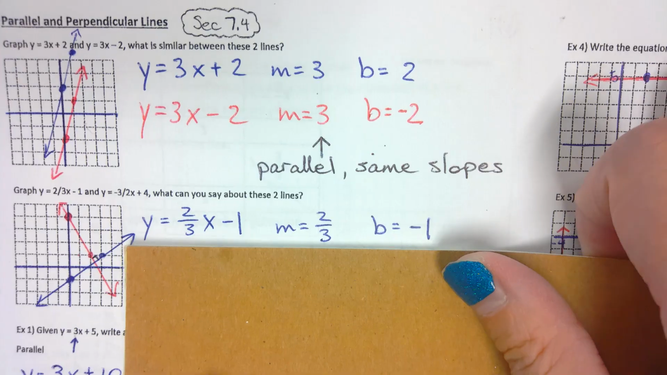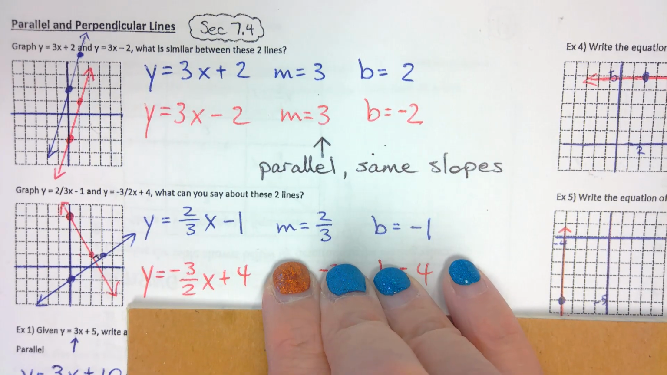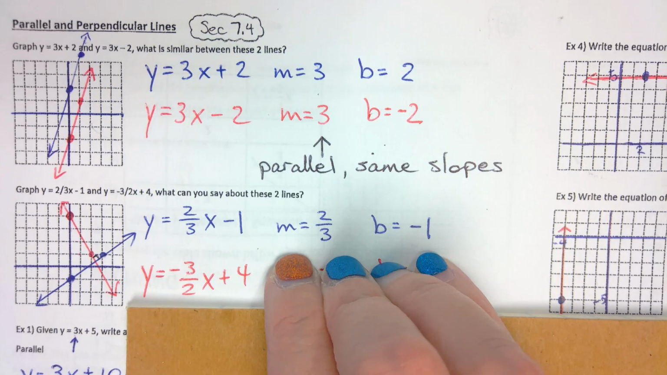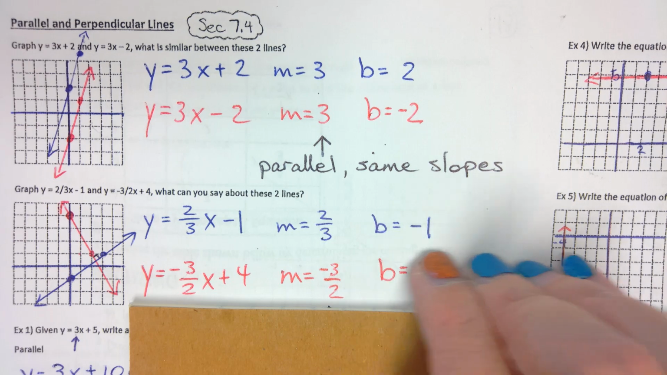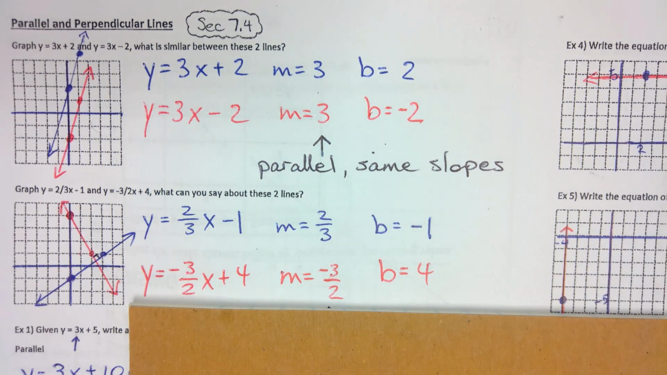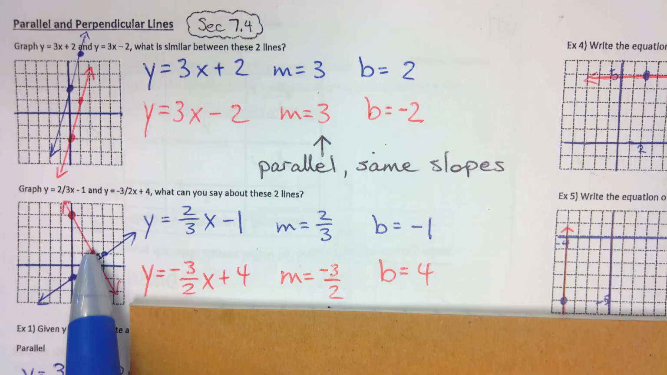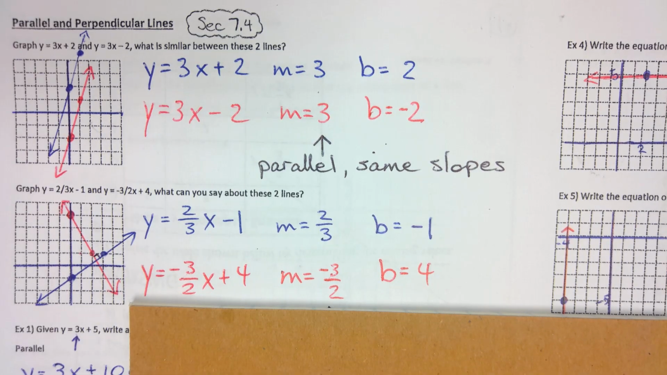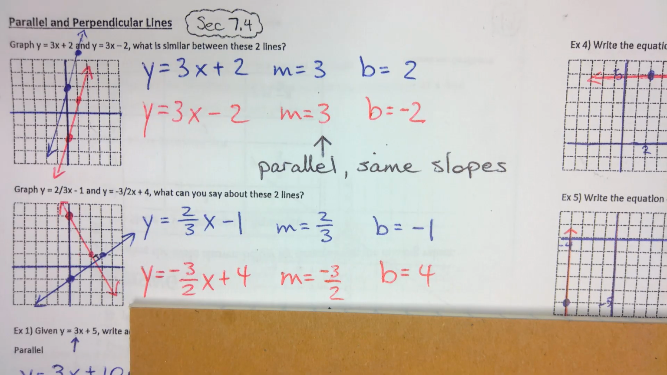And then the next one, y equals -3/2x plus 4. Let's see, what's my m and what's my b? Your m is -3/2. Good. Your b is +4. Perfect. So when I graph this one, I'm going to plot the 4 at my y-intercept, and then go down 3/2. I have this line. What do you notice about the blue and the red line here?